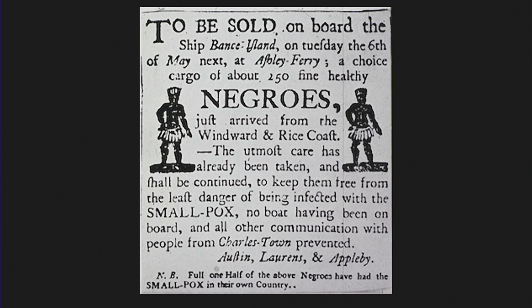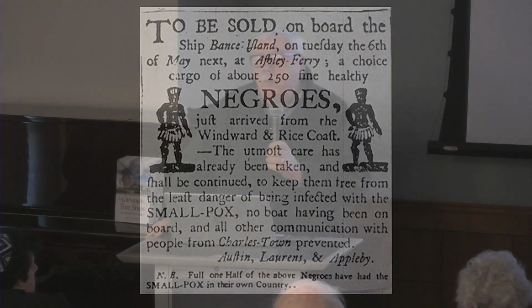It says that the utmost care has already been taken and shall be continued to keep them free from the least danger of being infected with the smallpox, no boat having been on board, and all other communication with people from Charlestown prevented. Well, the whole idea was smallpox didn't care if you were white or black or free or enslaved. Smallpox was something that was a horrible thing to contract, but it was even worse if it happened to a slave because it actually cut their value by almost 2/3.